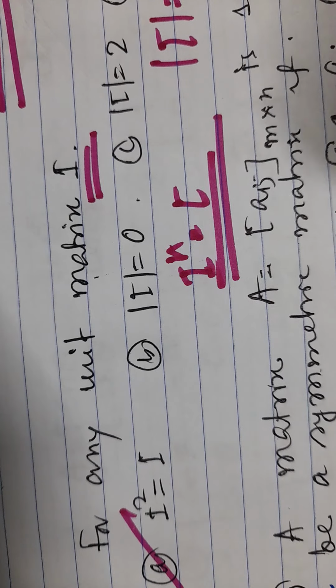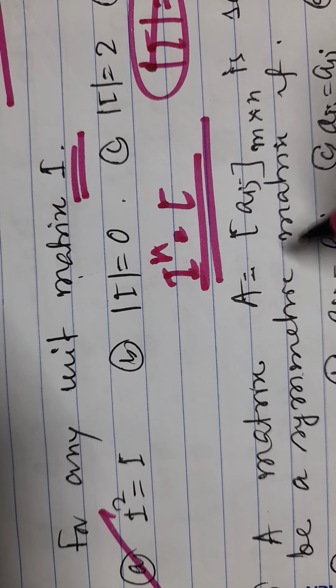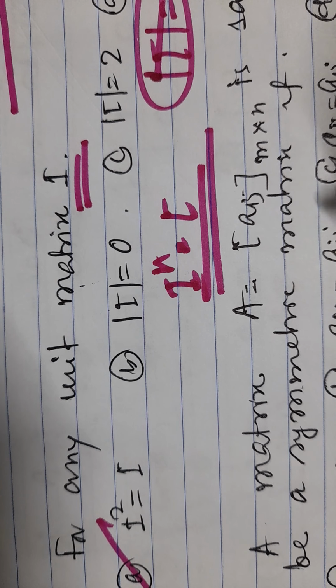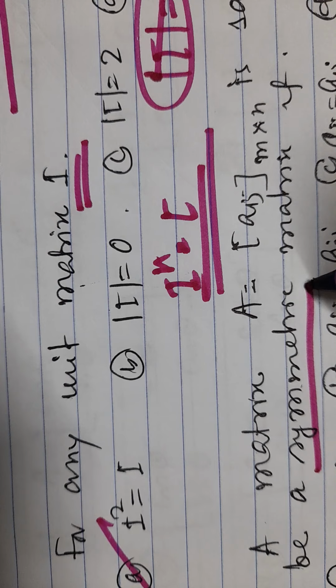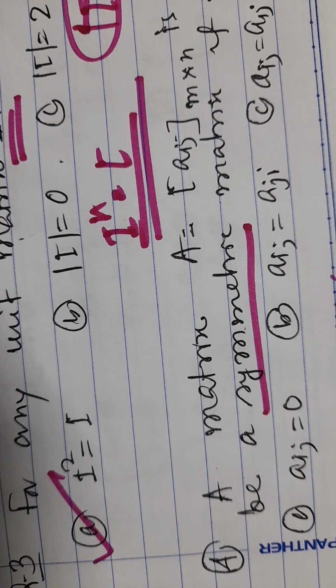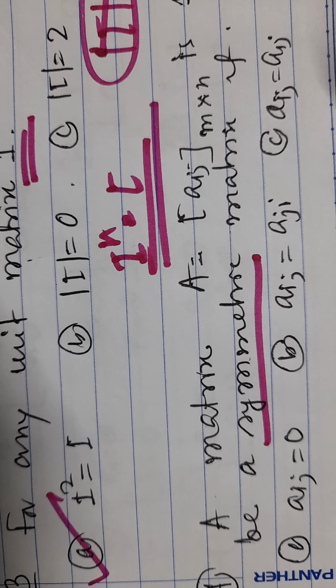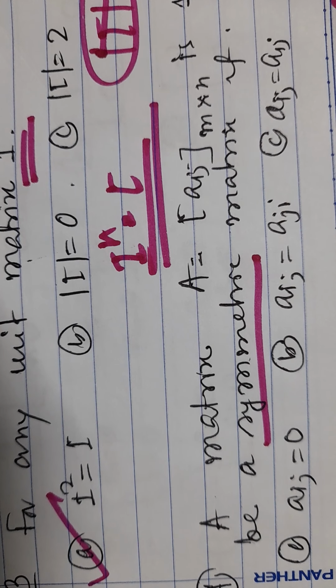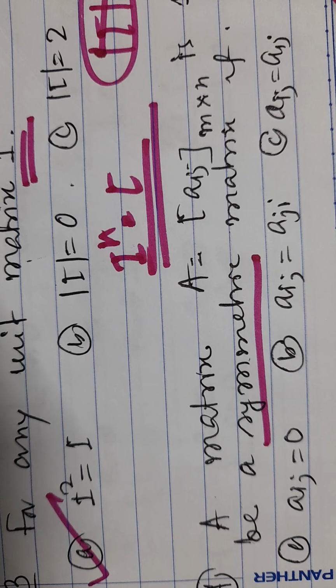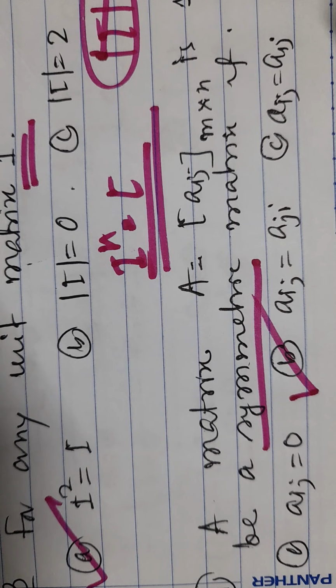A matrix A equal to Aij of order M cross N is said to be symmetric if it satisfies the symmetric condition, Aij is equal to Aji. That means A12 is equal to A21, A13 is equal to A31, A23 is equal to A32, and so on. If we get this, then it is a symmetric matrix. Otherwise, it is not symmetric.